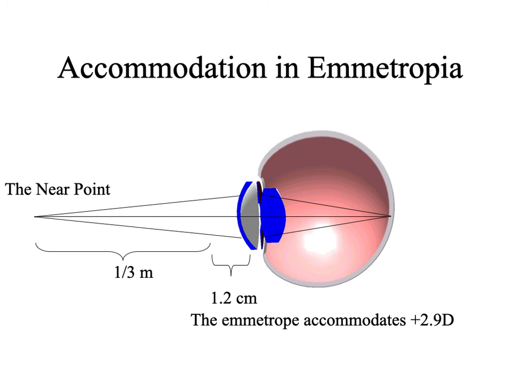And I'm going to put our near target not 1/3 of a meter from the patient's eye, but 1/3 of a meter plus 1.2 centimeters from the patient's eye, because it's going to make calculations easier. So this is an emmetrope. How much does this emmetrope have to accommodate to see this object that is at 1/3 of a meter plus 1.2 centimeters? It's 2.9 diopters. We did that calculation when we were looking at the myopic patient.